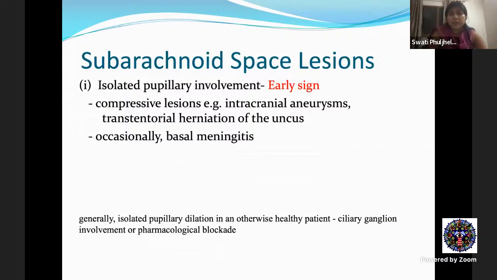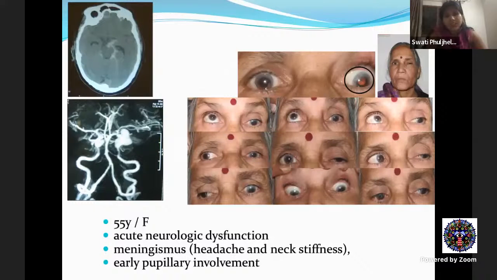So isolated pupil involvement is a very early sign of compression, and one should be cautious enough to pick it up in early stages. And if it's picked up at that stage, it definitely can be life-saving, because otherwise it may lead to intracranial hemorrhage due to aneurysms or other complications. So this is just one patient which I had with me.